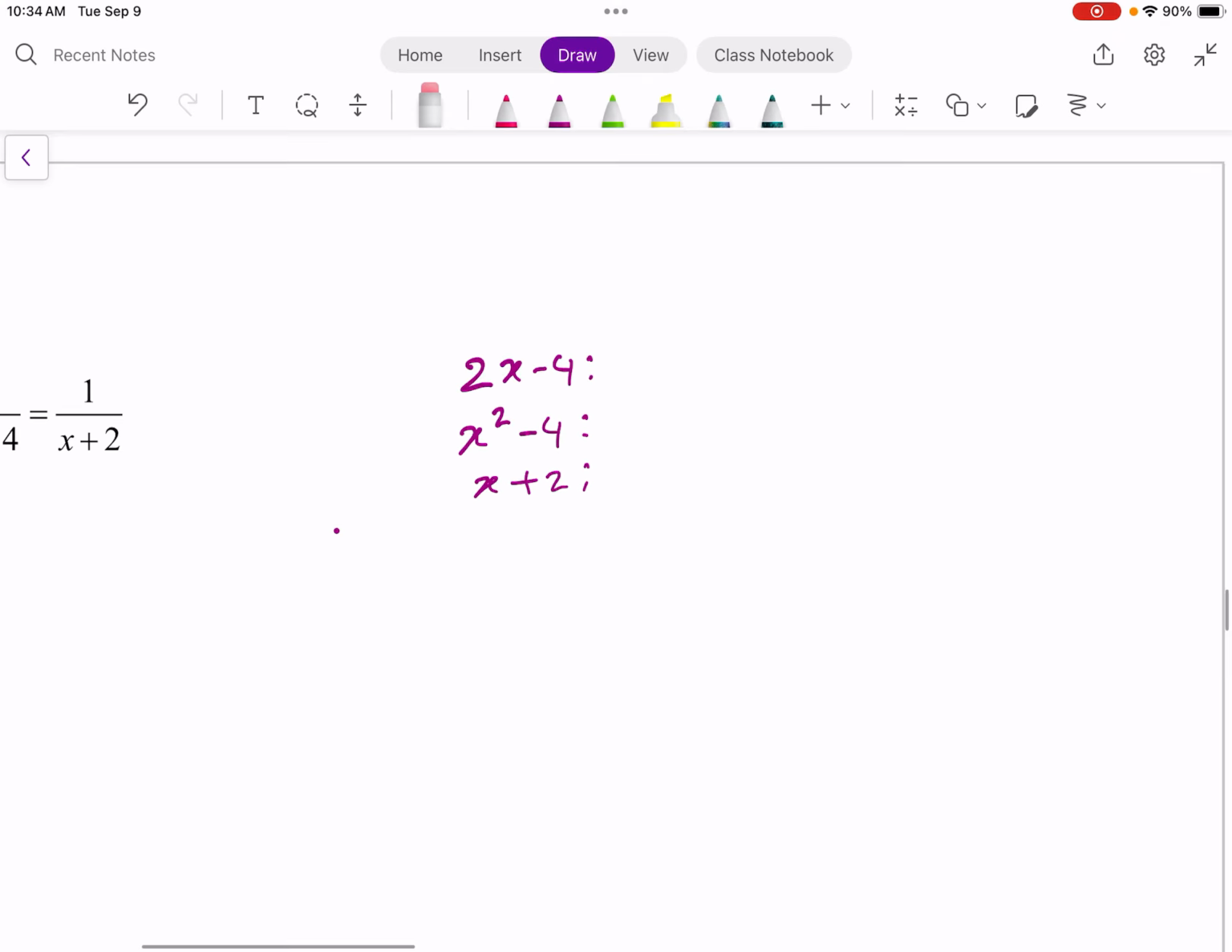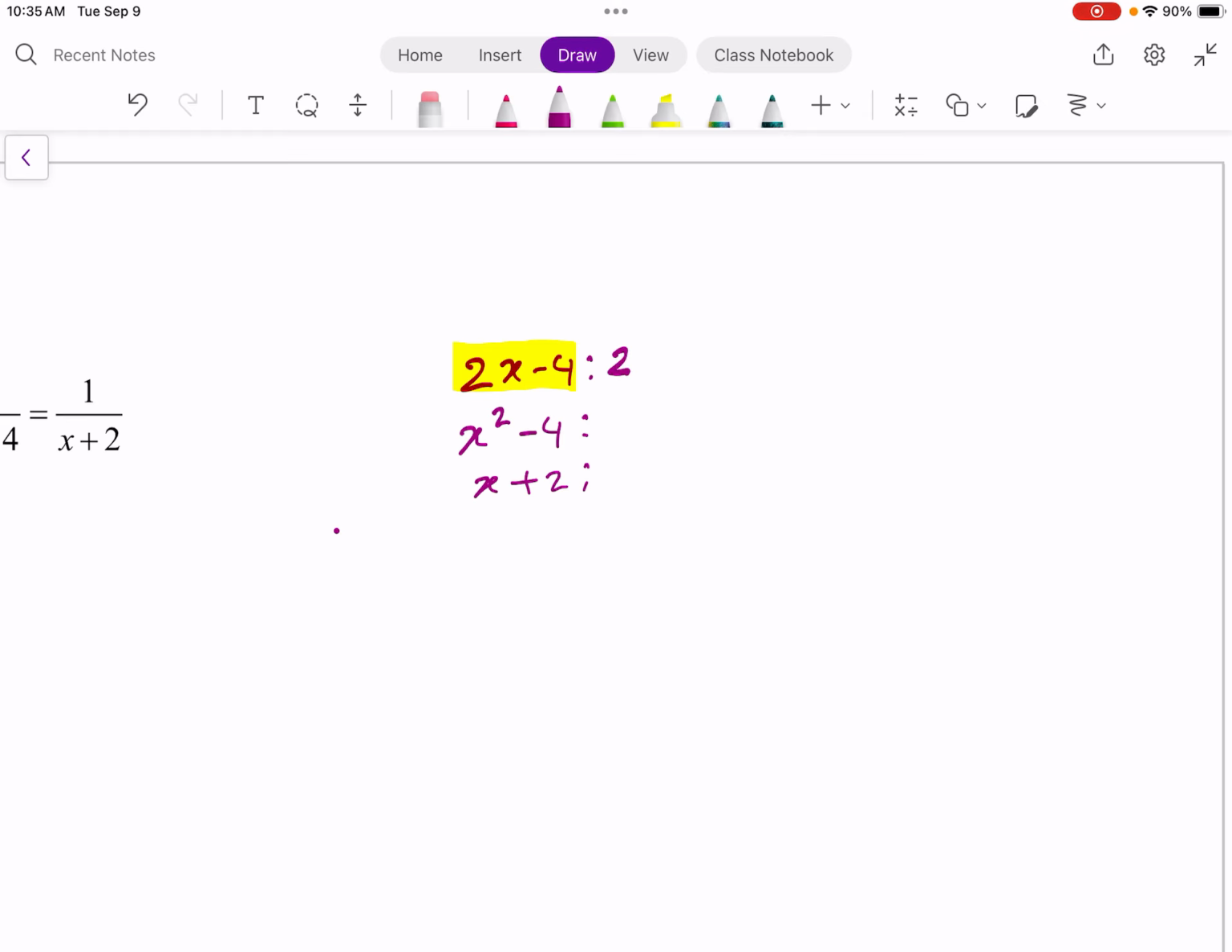To find the common denominator, we just write down every denominator, and the next step we factorize. We rewrite each denominator in a simple factor form. Now let's factorize this 2x minus 4. What is the first step of factorization? We look for the common factor in each term. Now we have two terms, 2x minus 4. Do you see any common factor in these two terms? Do you see 2 as a common? Now let's factor out 2.